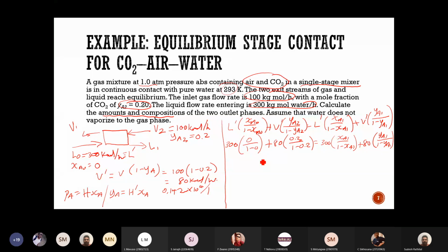Okay, and you can see that Henry's constant works out to be, let's write it on this side, YA1 is equal to 0.142 times 10 to the 4 XA1. Okay, now you've got two equations, two unknowns. You'll be able to solve them simultaneously. I'm not going to do that mathematics. You can do that on your own. And you'll get answers of XA1 equal to 1.41 times 10 to the minus 4, and YA1 equal to 0.2.